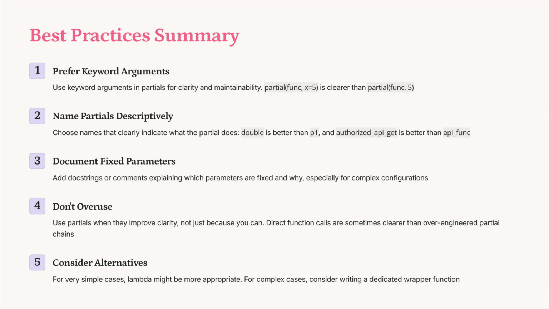Utilize keyword arguments in partials for clarity, like partial(func, x=5). Name partials descriptively, such as double or authorized_api_get. Document fixed parameters with comments. Avoid overusing partials. Direct calls can be clearer. Consider alternatives like lambda for simplicity or dedicated wrappers for complexity.